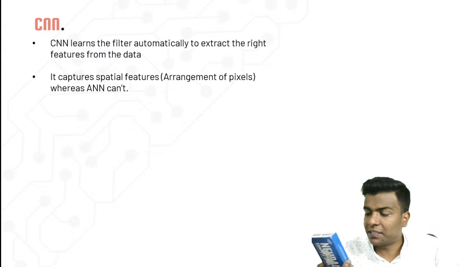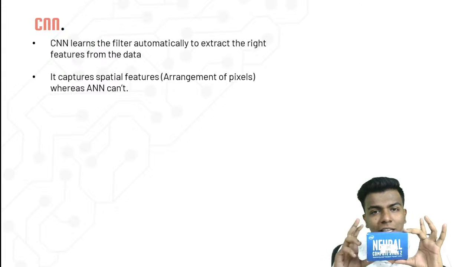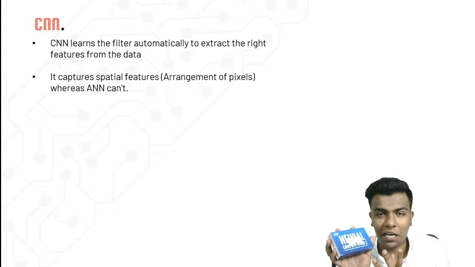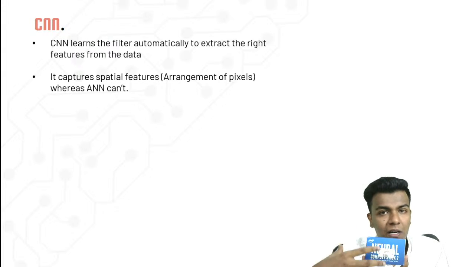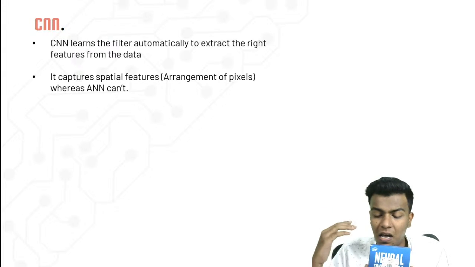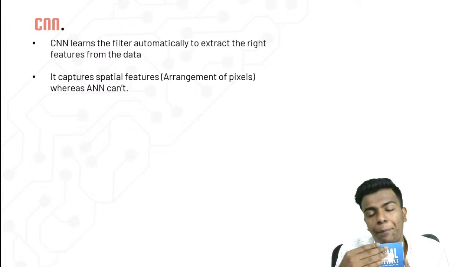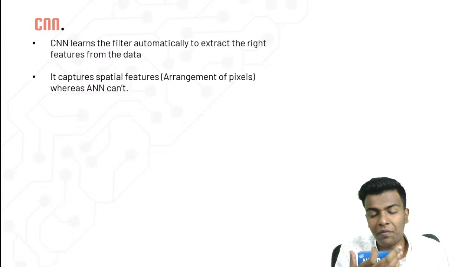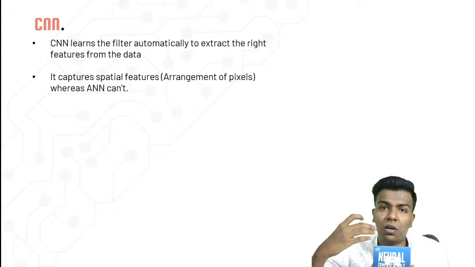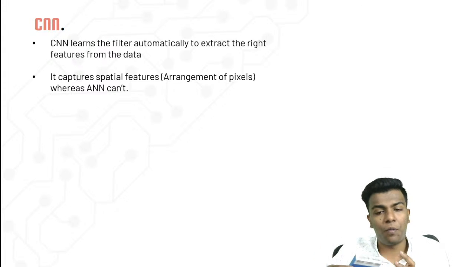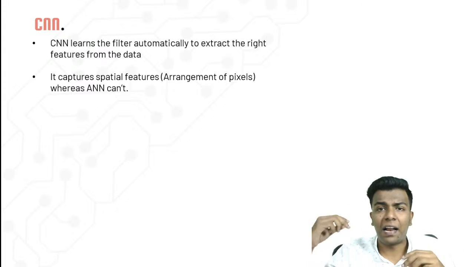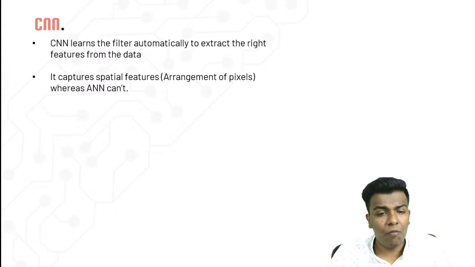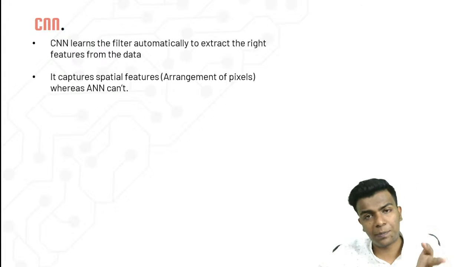For example, let us take this as an image, not an object. In this image there is a pixel arrangement. If I convert it into matrices, it contains the pixels. This convolutional neural network will process the image in the form of an arrangement of pixels, like the first row, then the second row, then the third row, or batch by batch. That is known as spatial features.